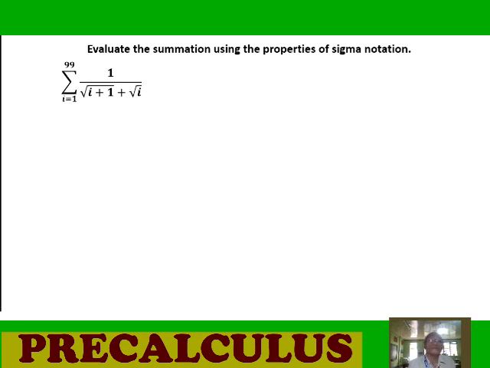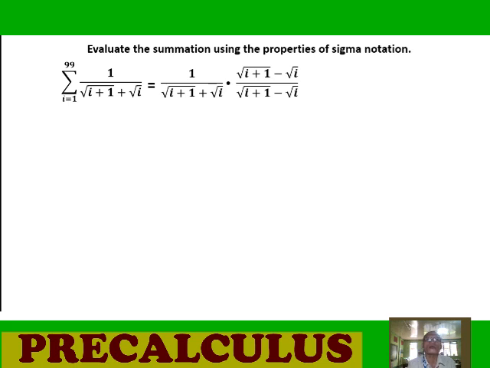Next, evaluate the summation of 1 over square root of i plus 1 plus square root of i, as i starts from 1 to 99. Okay. Now, as we examine, the fraction is complicated, so we can rationalize the fraction by multiplying both numerator and denominator by the conjugate of the denominator, which is square root of i plus 1 minus square root of i.